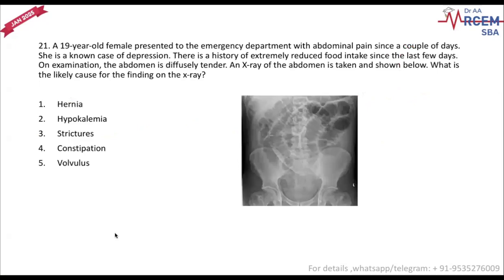A 19 year old female presents to the ED with abdominal pain since a couple of days. She is a known case of depression. There is a history of extremely reduced food intake for the past few days, and she has some psychiatric issues. Abdominal X-ray shows diffuse tenderness. X-ray is given below. What's the most likely cause for the finding?